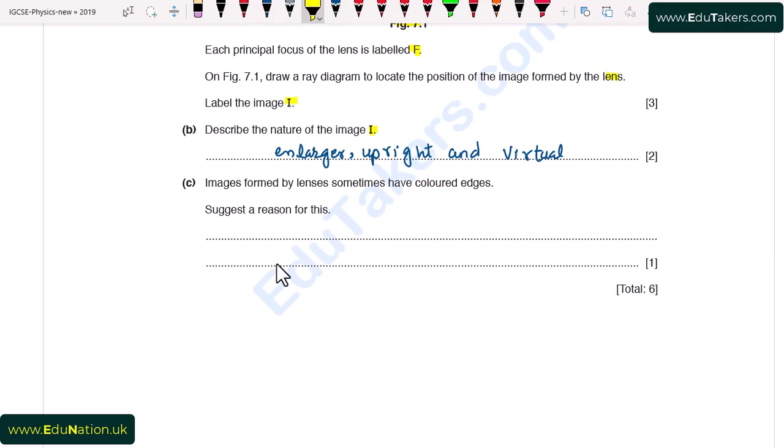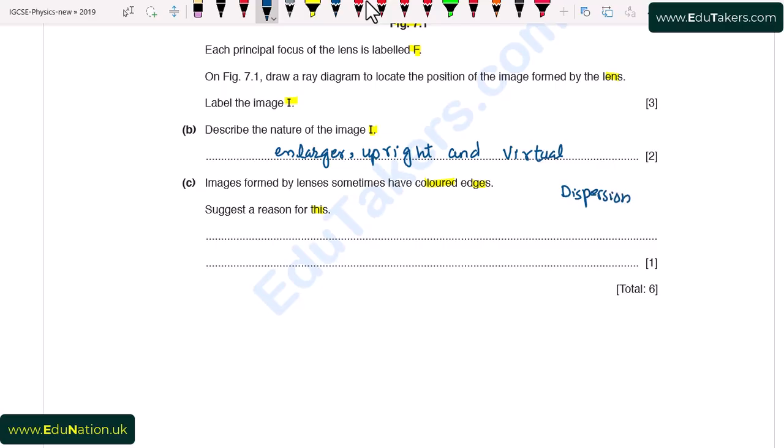Part C. Images formed by lenses sometimes have colored edges. Suggest a reason for this. First of all, I consider that when light passes through a prism or any lens, it will split into different colors. So the image formed by the lenses has colored edges because when the light passes through any prism or lens, it splits up into different colors, and each color has a specific wavelength, so there will be dispersion. Right here there will be dispersion.